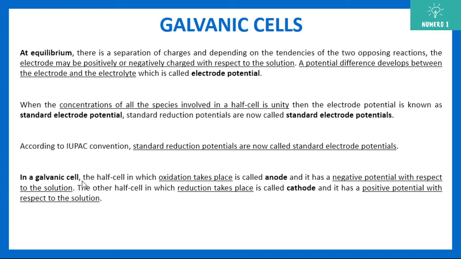So in a galvanic cell, what is happening? The half cell in which oxidation takes place is called the anode, and it has negative potential with respect to the solution. Please note down, negative potential with respect to the solution. Here we are not defining the absolute value of potential, we are defining negative with respect to the solution. The other half cell, in which reduction takes place, is known as the cathode, and has positive potential with respect to the solution. So please note down here: anode is negative and cathode is positive with respect to the solution.